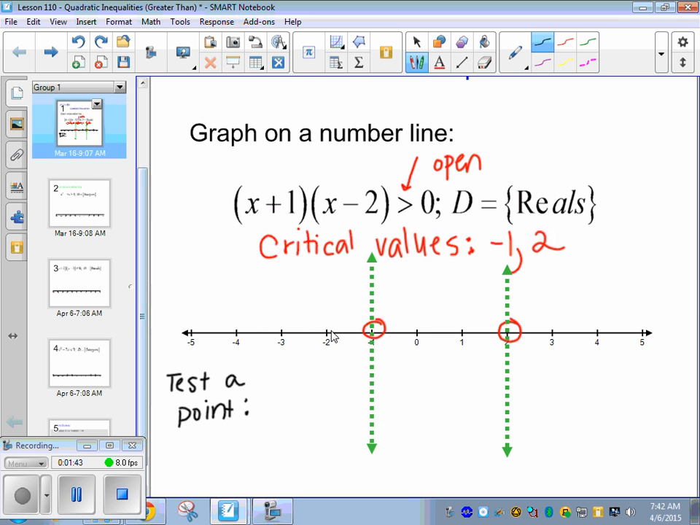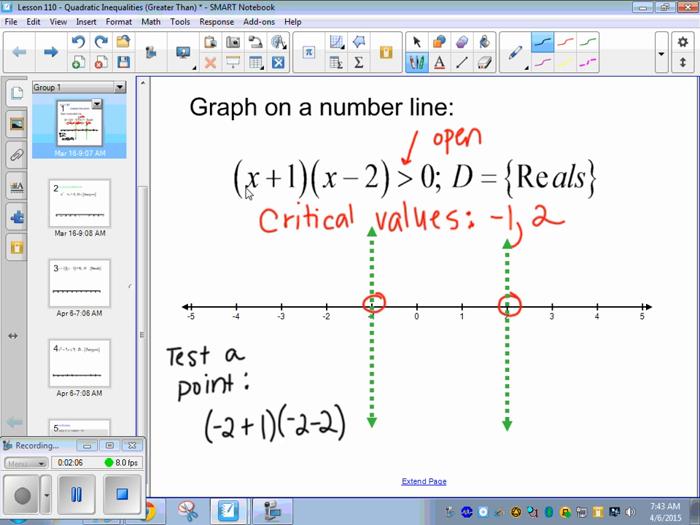So a good number to pick over on this side, and we can't pick the critical value. So probably the next easiest number is -2. And we're going to plug it back in and see if we get a true statement. Is it greater than 0? So I'm plugging in -2 for x. Right here, plugged in -2, plugged in -2.